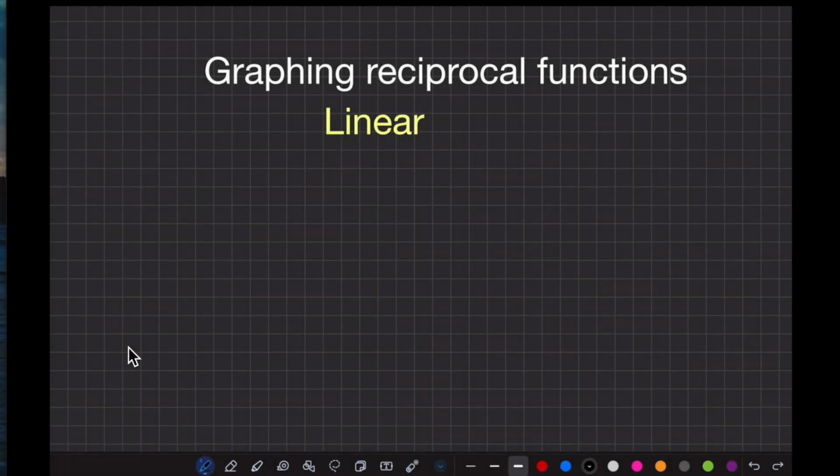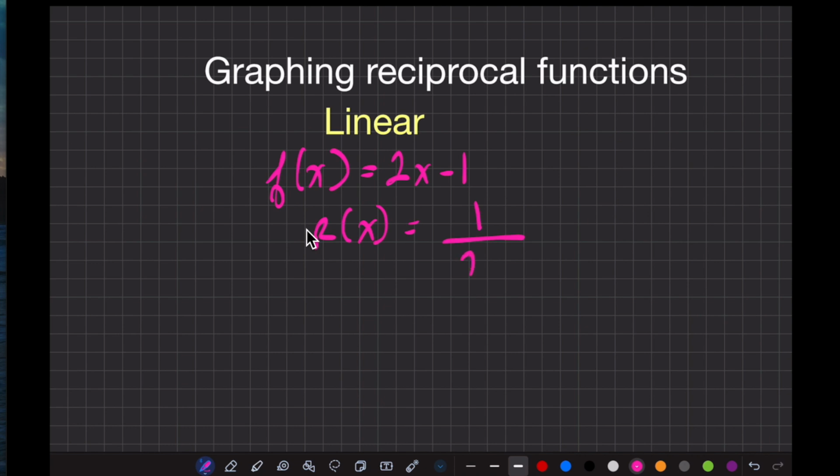In this video, we're going to talk about graphing reciprocal functions, and we're going to focus on linear functions only. I'm going to do a separate video on quadratic functions. So let's say, folks, you are given the function f of x equals 2x minus 1, and you are asked to graph the reciprocal function. Let's call that r of x. So that would be 1 over 2x minus 1.